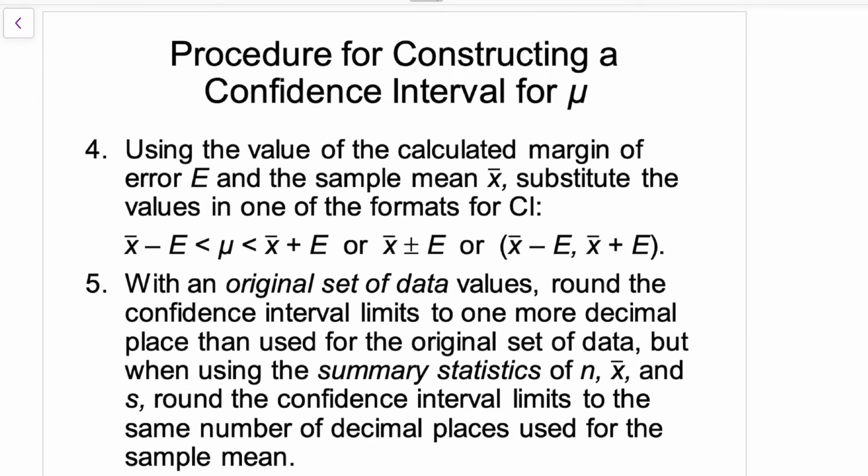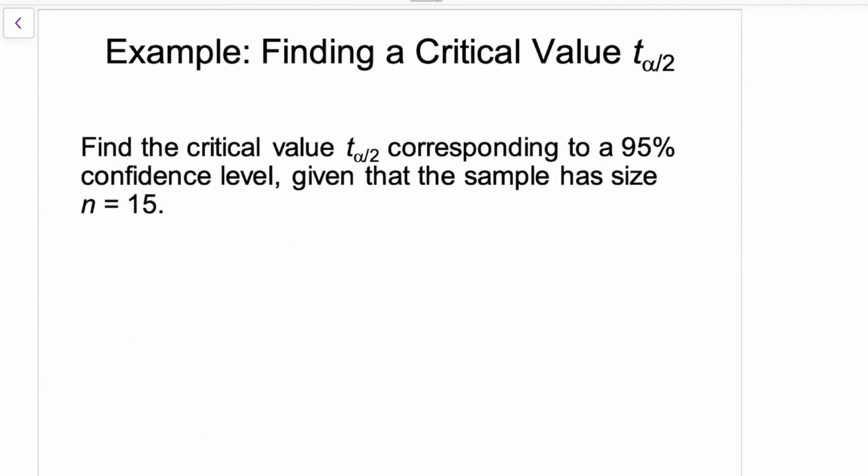Then, just like in the previous section, if I want to estimate where my population mean is, I will use my sample mean and subtract our margin of error for a lower bound and add our margin of error for an upper bound. And again, we'll get a range of values just like we did before. So let's find the critical value, t sub alpha over 2, that corresponds to a 95% confidence level, given we have a sample size of 15 people or 15 items.